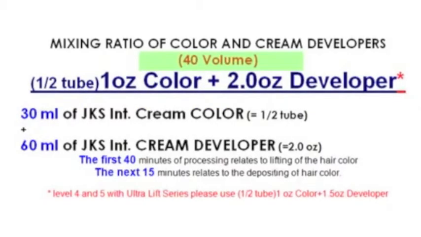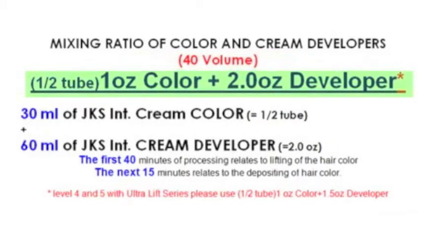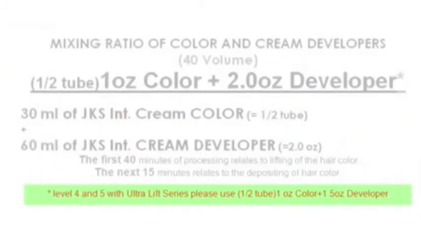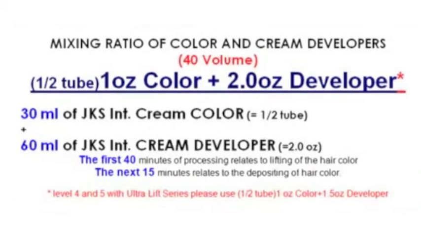Now, when we come to 40 volume, you will do 1 part color and 2 parts developer, except if you're taking somebody from level 3, 4, 5 and trying to take them up 4, 5, or 6 levels, then you will drop your ratio of developer to 1.5. So I will give you an example too. It sounds a little confusing, but again, let's go back to 40 volume.